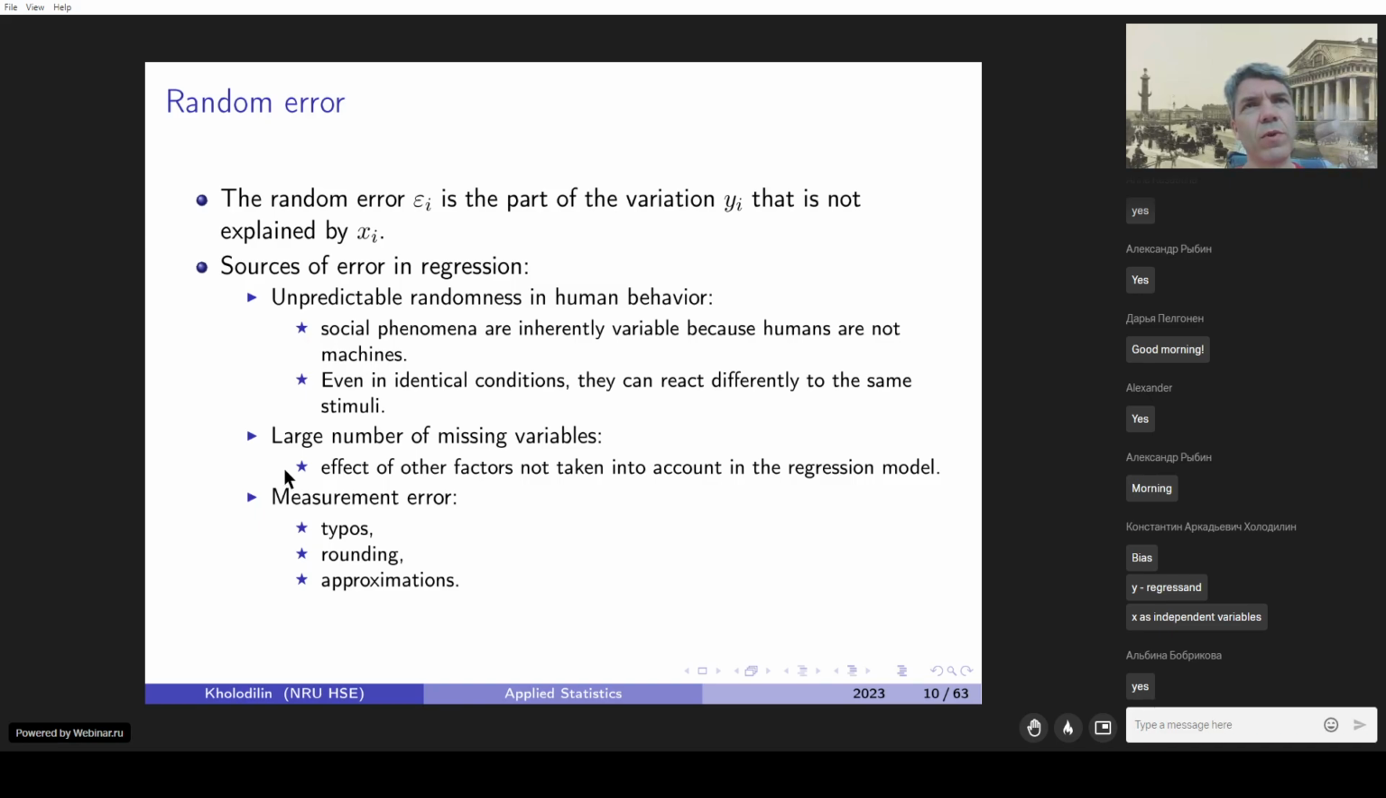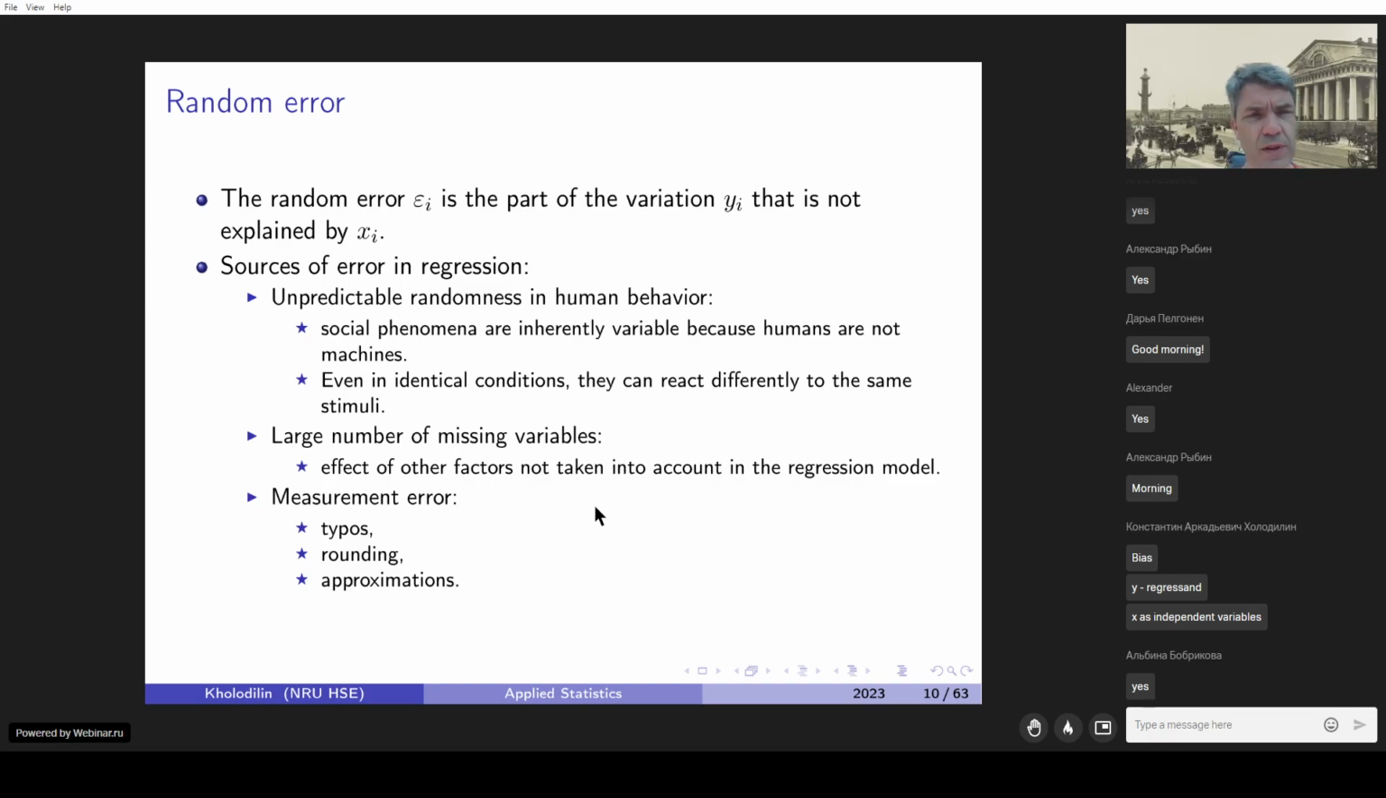So the second factor is the large number of missing variables. I told you that it's better to have all relevant variables in your model, otherwise the results will be biased. But of course, it's impossible to take into account all variables. There are some relevant variables, some irrelevant ones, and the number of irrelevant variables can be very big. So we cannot really take them into account because we don't have information on them. We don't know what kind of variables these are. So necessarily we will miss some information, and this will cause the random error in our regression.